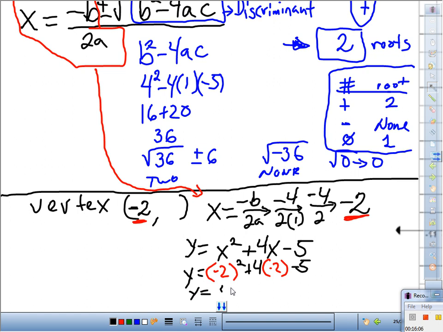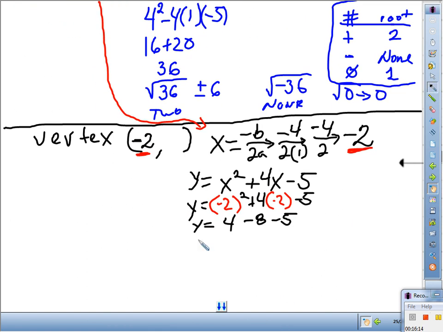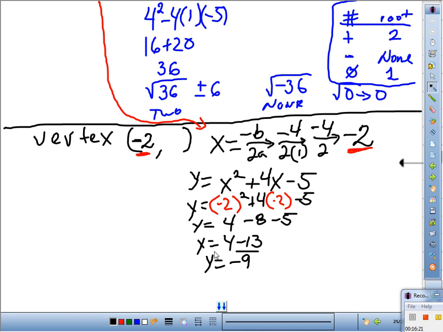Y equals negative 2 squared plus 4 times negative 2 minus 5. Negative 2 squared is 4. 4 times negative 2 is negative 8. Bring down the negative 5. From there, y equals 4 minus 13. What is 4 minus 13? Negative 9. And that goes right there. And what did we just find? The point that's the lowest point on the parabola.